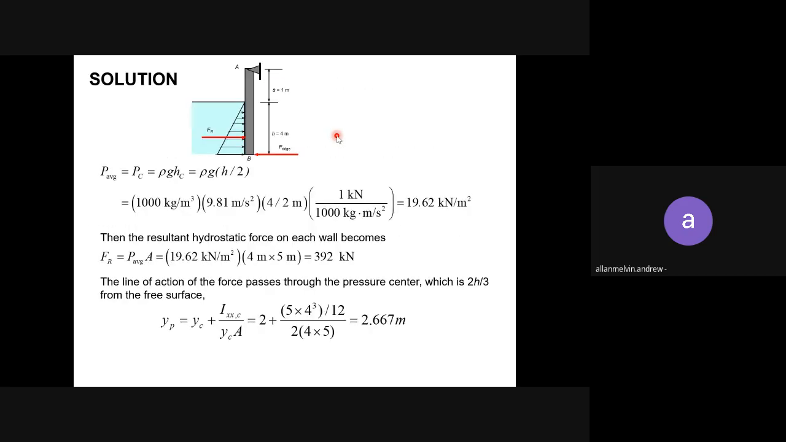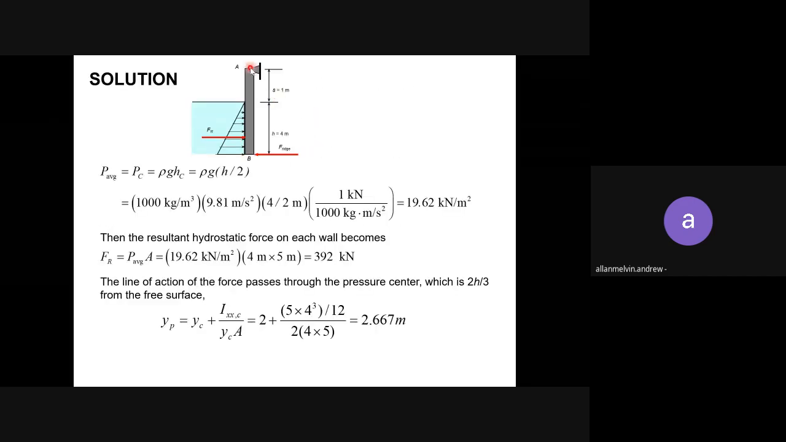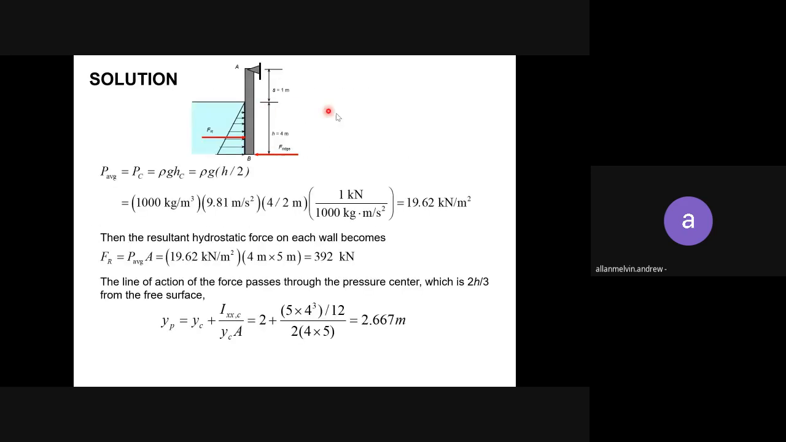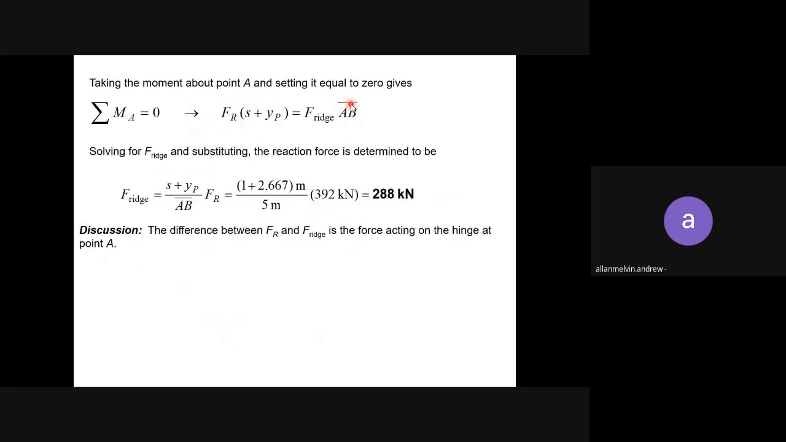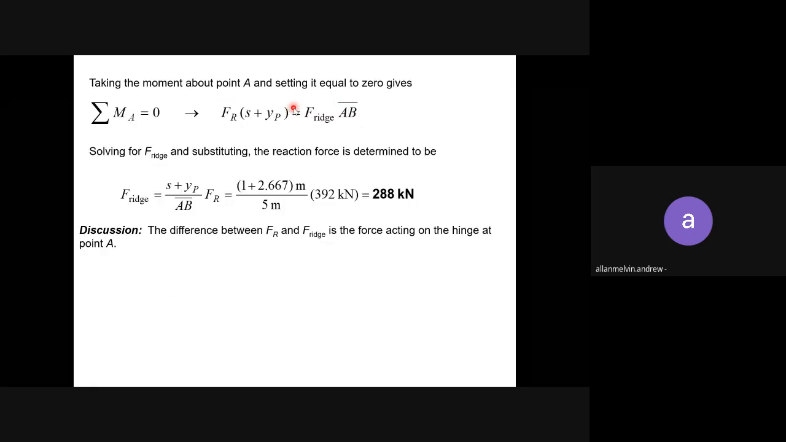Then from here to F reach, the force is F reach. The length from here to here is S plus H, or rather the length AB. So you already got all the information. This information you get from the free body diagram, so make sure you draw it properly.